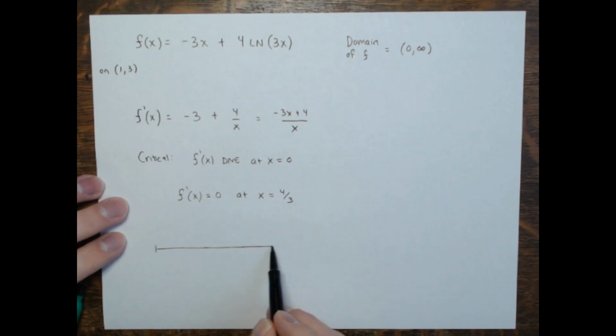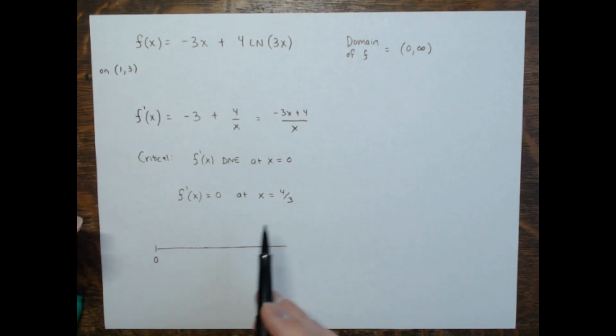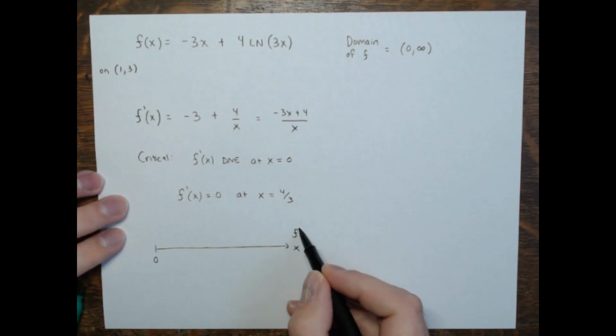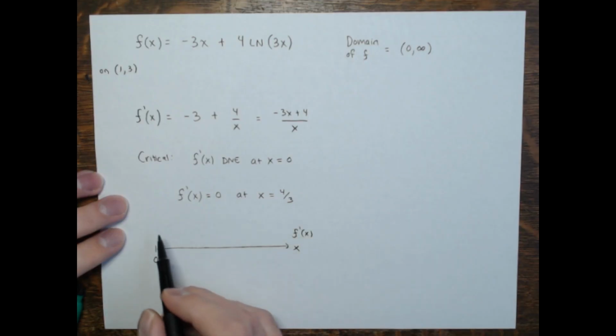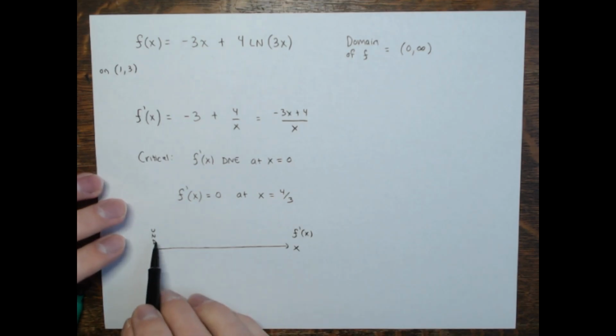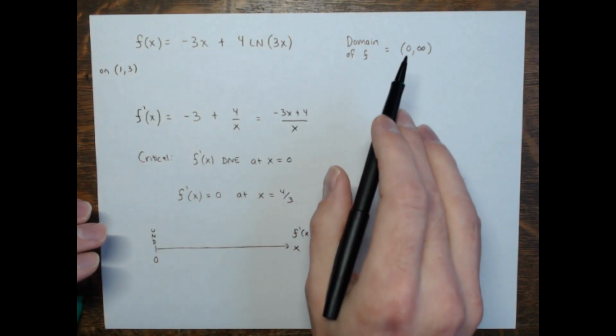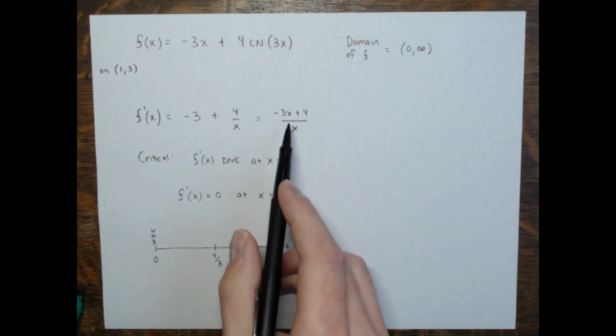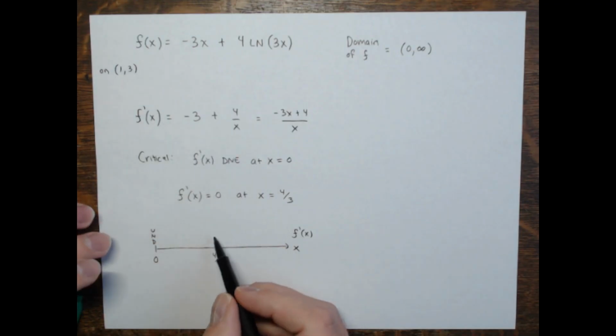Now I'm going to have my number line start at 0, because I'm only plugging in positive numbers to this function. So again, values of x, values of f prime. At 0, it's undefined. I'll mark that down still, but it's not going to matter too much, since it's not even in the domain of the original function. And then here's positive 4/3. At 4/3, the value of the derivative is 0.